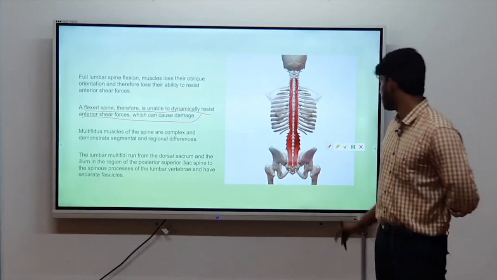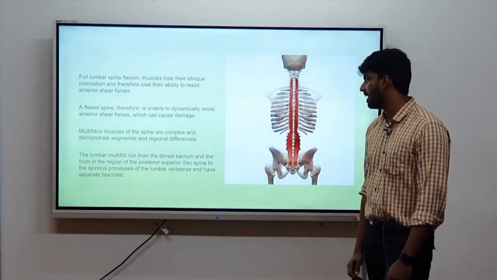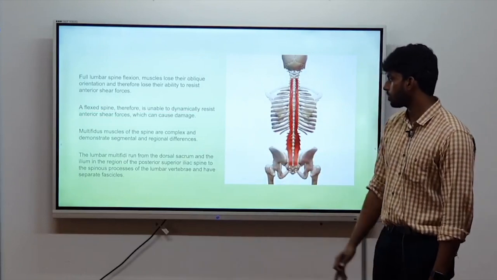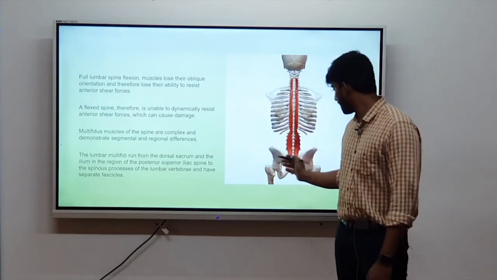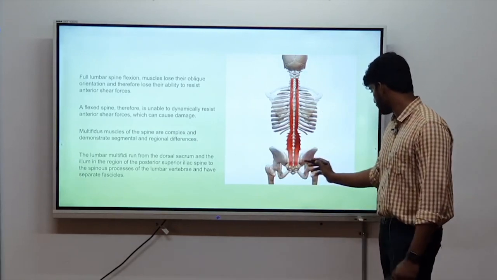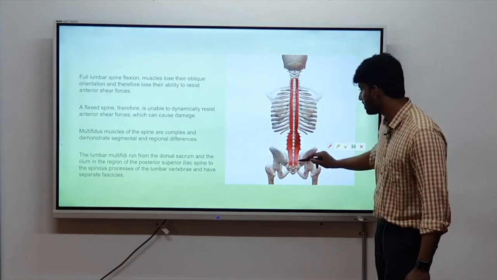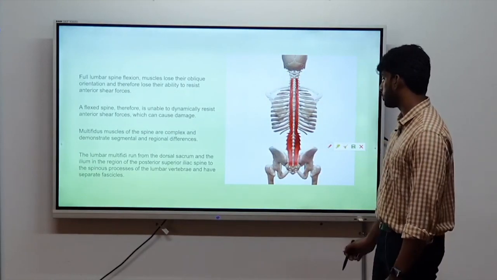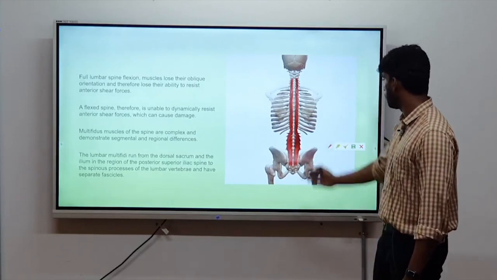The multifidus muscles of the spine are complex and demonstrate segmental and regional differences. The lumbar multifidae run from the dorsal sacrum and the ilium in the region of the posterior superior iliac spine, that is somewhere over here, and go to the spinous processes of the lumbar vertebrae and have separate fascicles. So you will be able to see the muscle here.